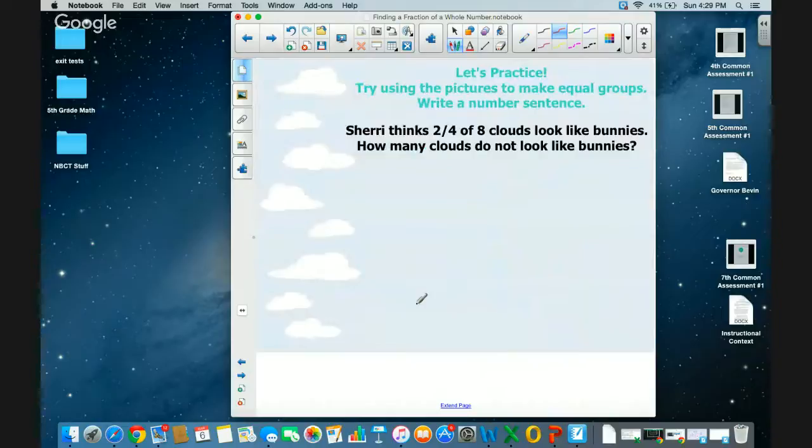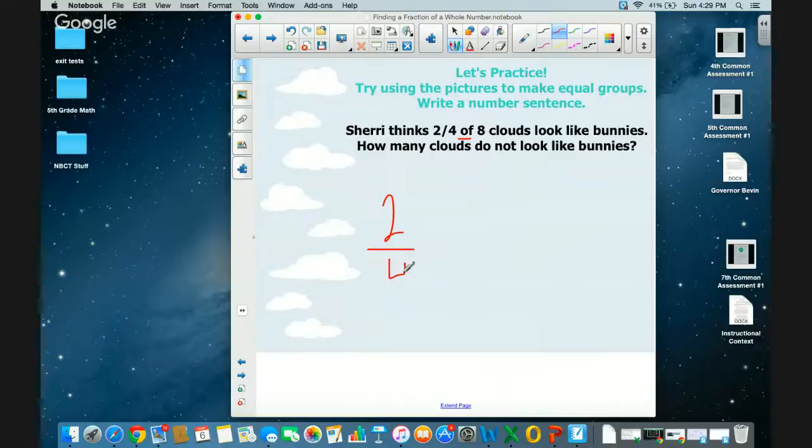Here we go. Here's the next one. Sherry thinks 2/4 of 8 clouds look like bunnies. How many clouds do not look like bunnies? Ooh, that's a tricky one. Sherry thinks 2/4 of them look like bunnies. How many are not bunnies? So this is tricky, so pay attention to this.